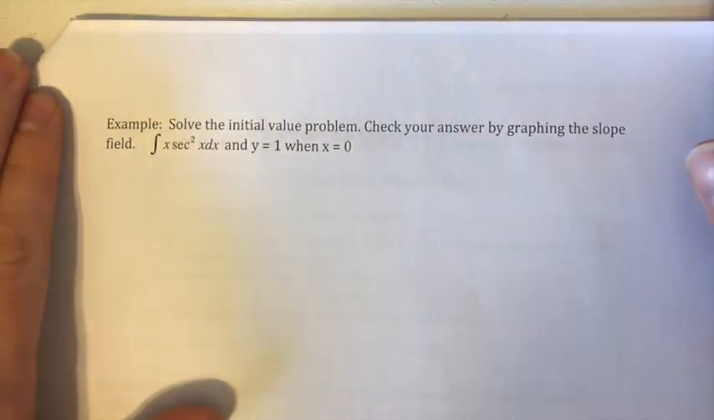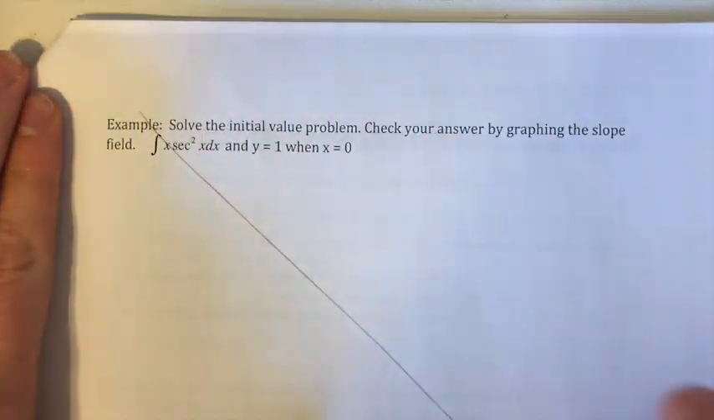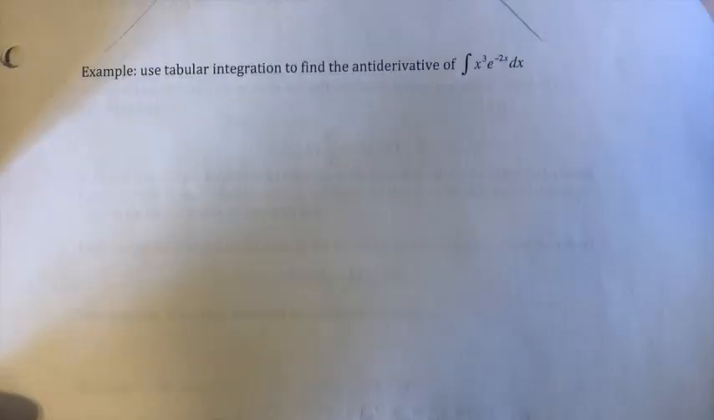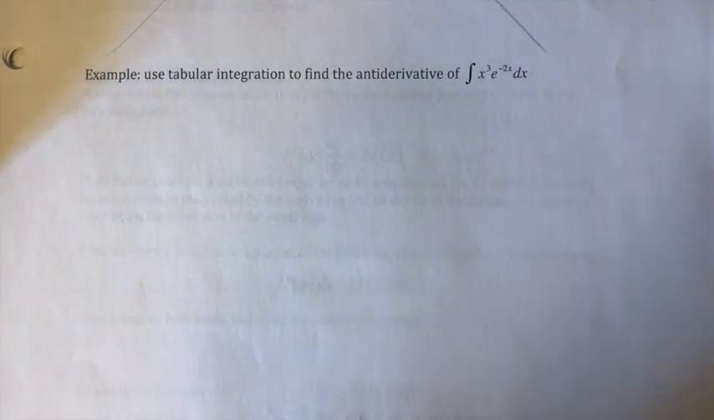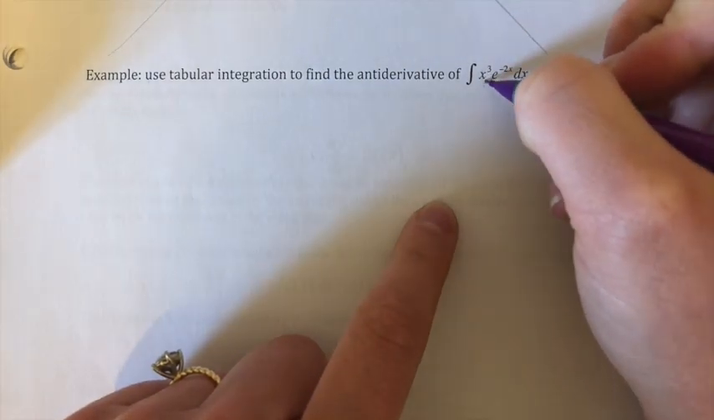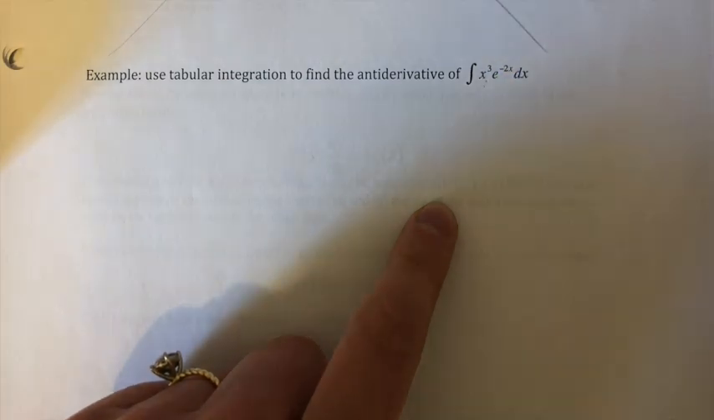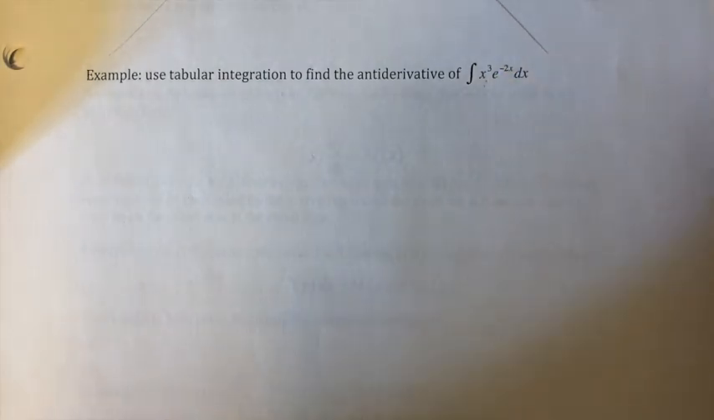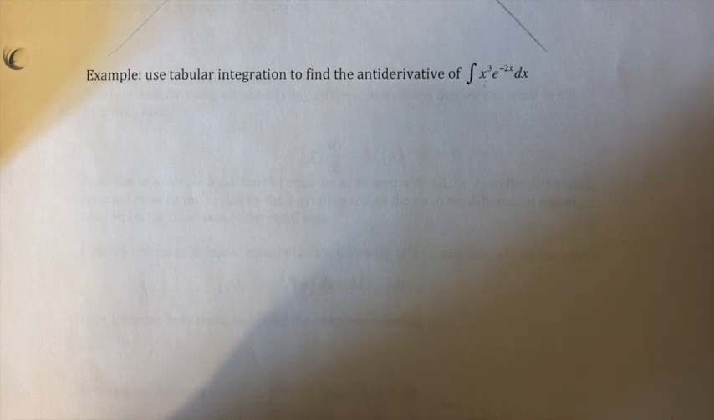We are not going to worry about initial value problems for this, so don't worry about those. We are going to, as I said, use tabular integration to find the antiderivatives. So this one, we've got x to the third, right? We've got x cubed.